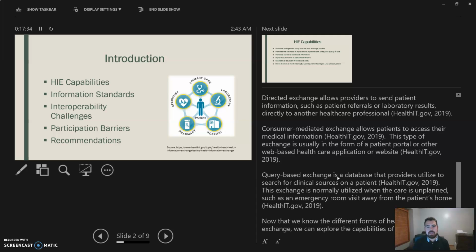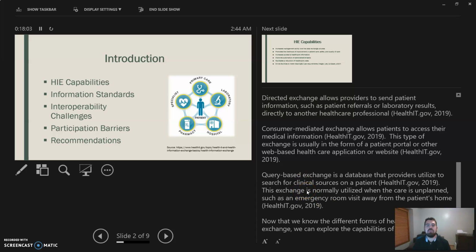Consumer-mediated exchange allows patients to access their medical information immediately. So this type of exchange is usually in the form of a patient portal or other web-based healthcare application. And lastly, the query-based exchange is a database that providers utilize to search for clinical sources on a patient. This exchange is normally utilized when the care is unplanned, such as an emergency room visit away from the patient's home or away from their primary care physician.